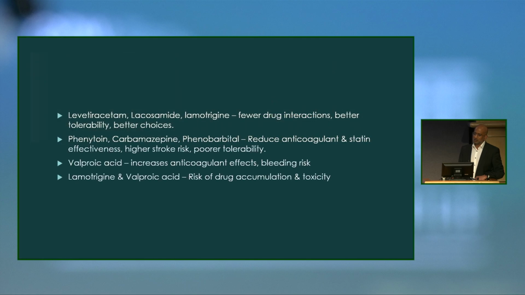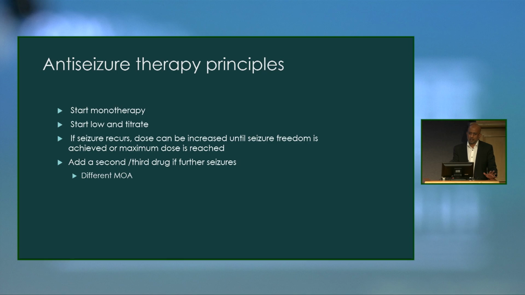So, in summary, levetiracetam, lacosamide, lamotrigine: fewer drug interactions, better tolerability, better choices. Phenytoin, carbamazepine, phenobarbital reduce anticoagulant and statin effectiveness, higher stroke risk, and poorer tolerability. Valproic acid increases anticoagulant effects, and therefore you have a bleeding risk. Lamotrigine and valproic acid, there's a risk of drug accumulation and toxicity. So that is a basic summary of the anti-seizure medication.